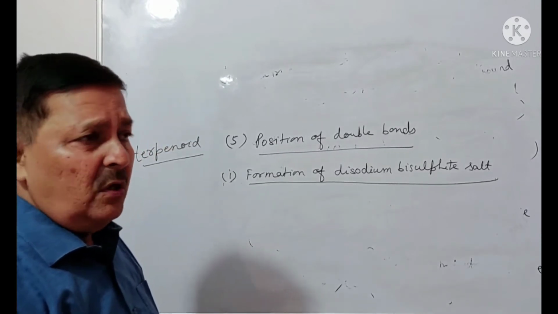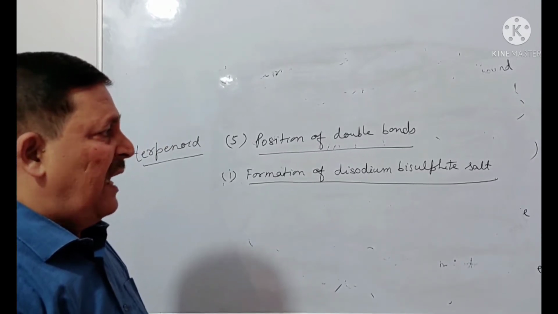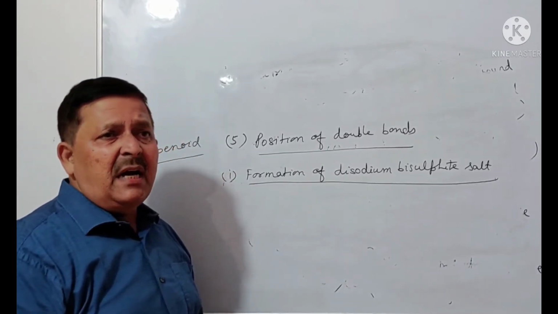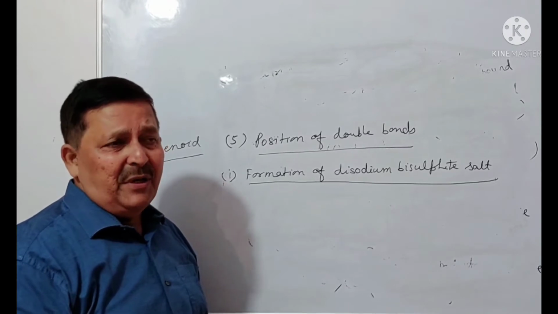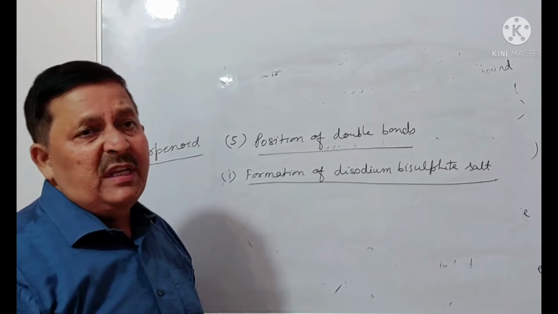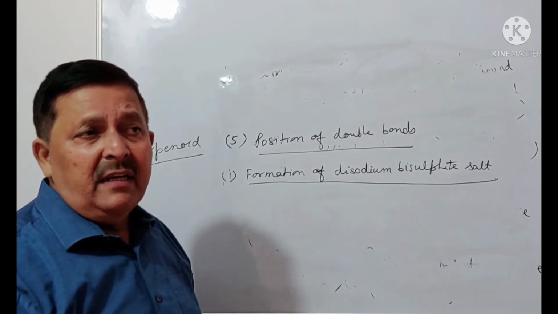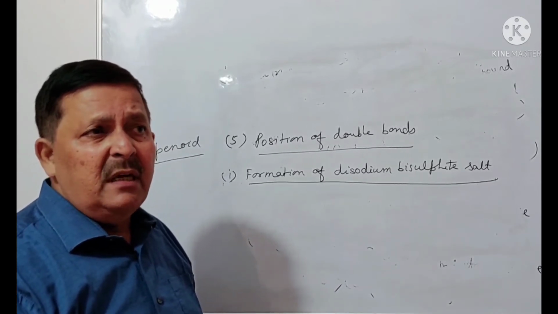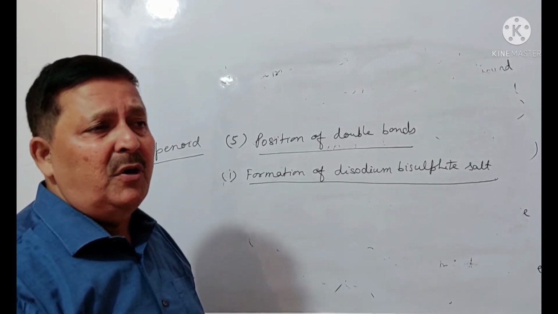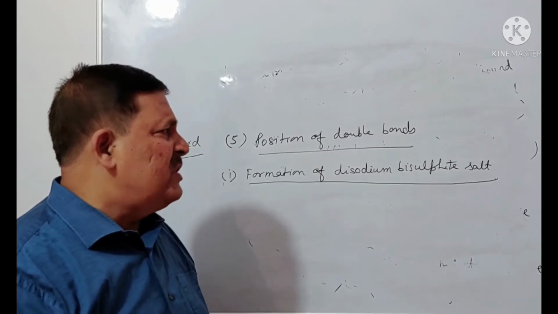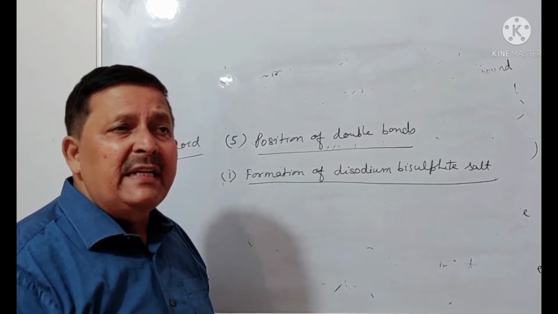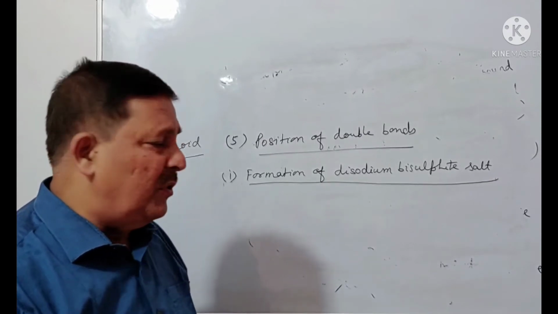Disodium bisulfite salt. This reaction is characteristic of alpha beta unsaturated carbonyl compounds. Simple carbonyl compounds give us sodium bisulfite salt, and when the carbonyl group is conjugated with a carbon-carbon double bond, we will get disodium bisulfite salt through nucleophilic addition on the carbon-carbon double bond.